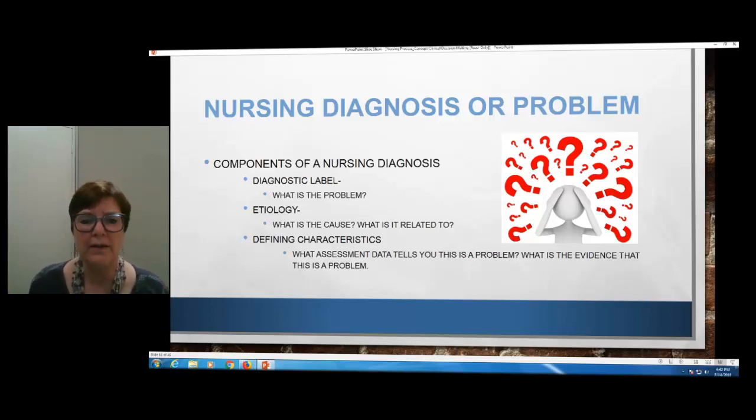So with your diagnostic label, what is the problem? Let's go back to our patient that had the fever of 101.2. They had green, foul-smelling sputum. You heard crackles in their lungs. They were short of breath. They had that productive cough. So what do we think that problem is? And then what do we think the cause of that problem is? And what tells us that is a problem? So that's what we're going to break down.